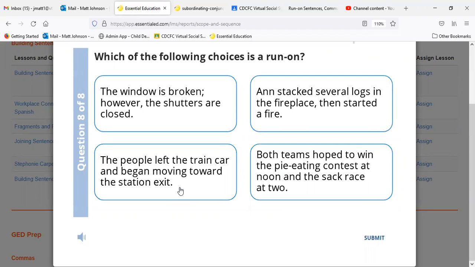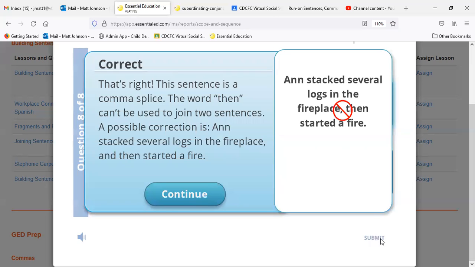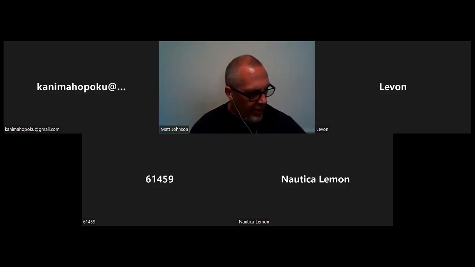We're good. Both teams hope to win the pie eating contest at noon and the sack race at 2, right? That and it's not joining two independent clauses, it's adding information. Same thing with the people left the train car. So all those are right, not run-ons. And stacked several logs in the fireplace, then started a fire, right? We need a conjunction there after that comma to join two independent clauses. All right, so there's our answers.